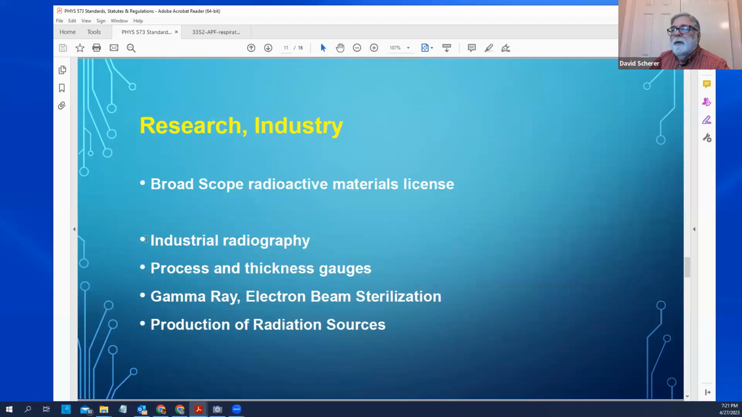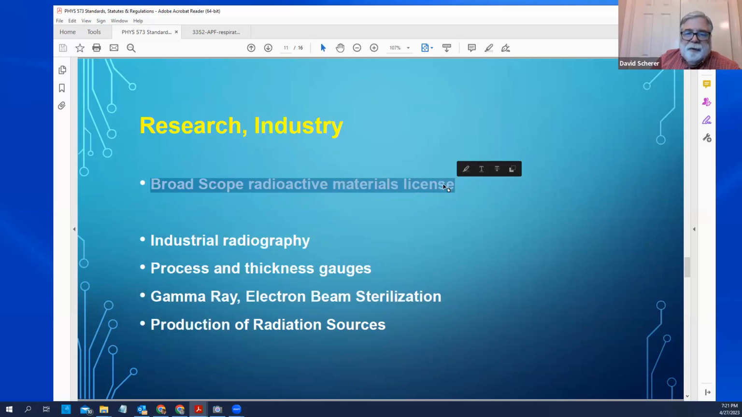Okay, so where else do we health physicists work? Another couple of different sites where health physicists work are in research institutions and in industry. Research is often done under what's called a broad scope license.